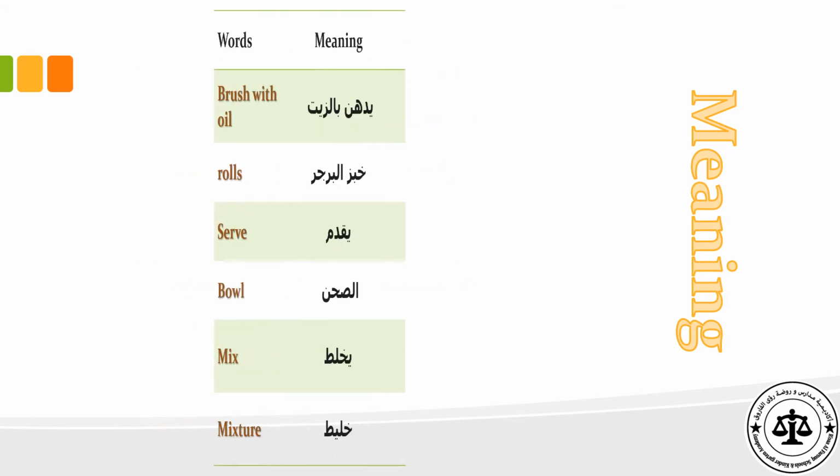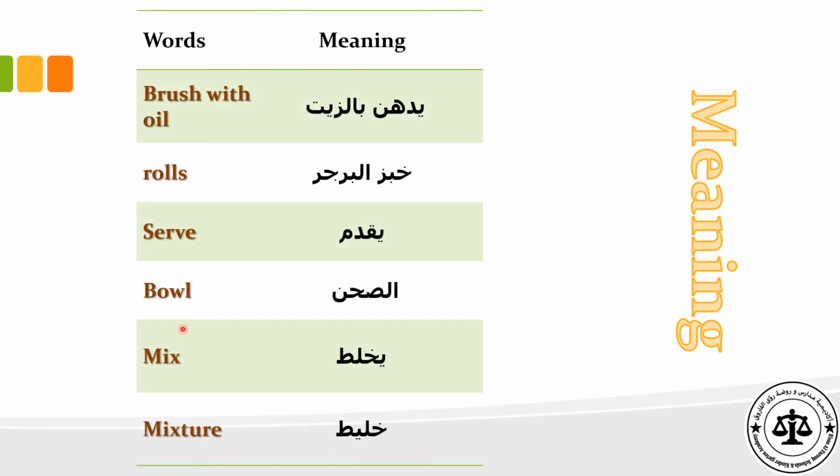The last section of the words and the meanings of them contains brush with oil. Brush بمعنى يدهن, and this is a verb. Rolls. Serve is a verb بمعنى يقدم. Bowl. Mix is a verb بمعنى يخلط. Mixture بمعنى خليط. So these are the important words that you have to know the meaning of them, and we will read about these words in our first lesson in this unit.